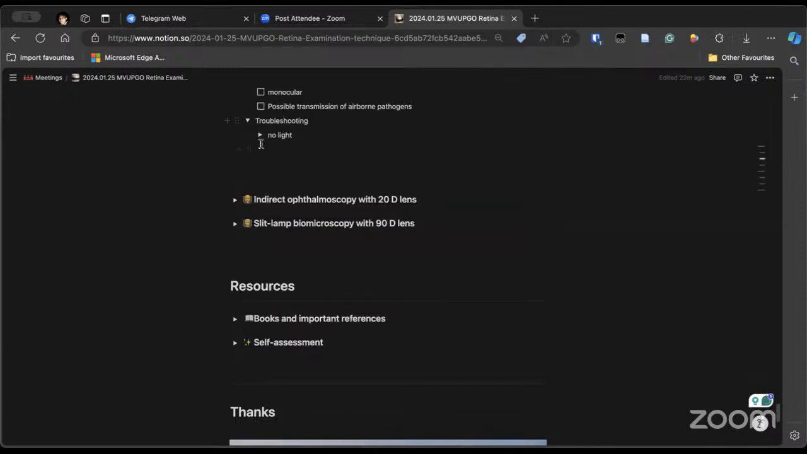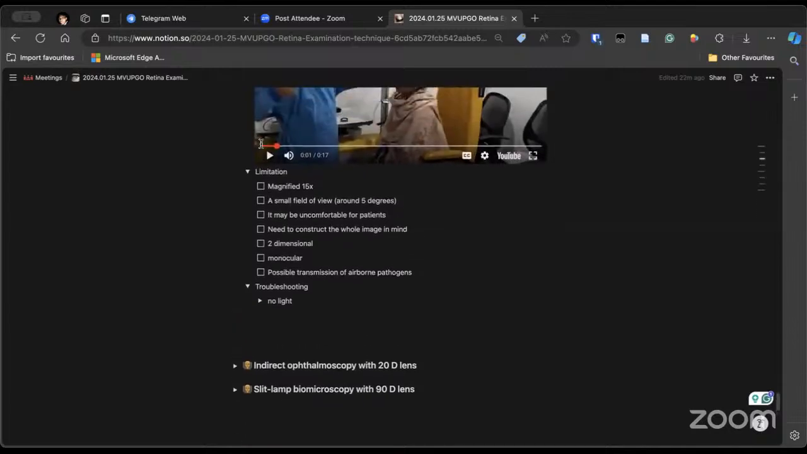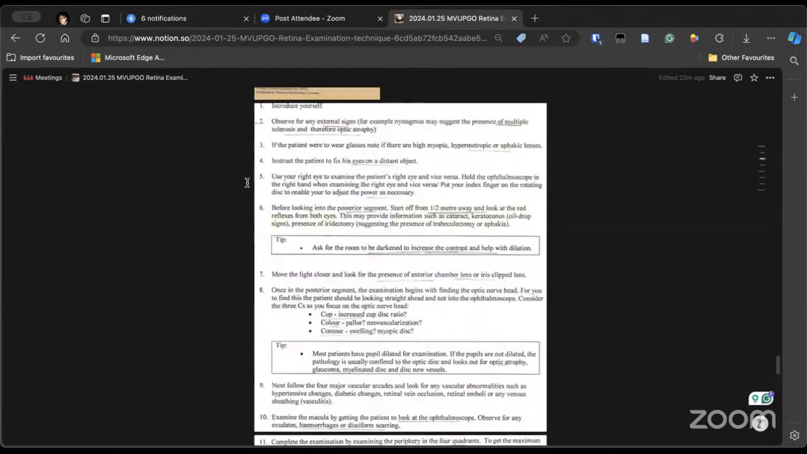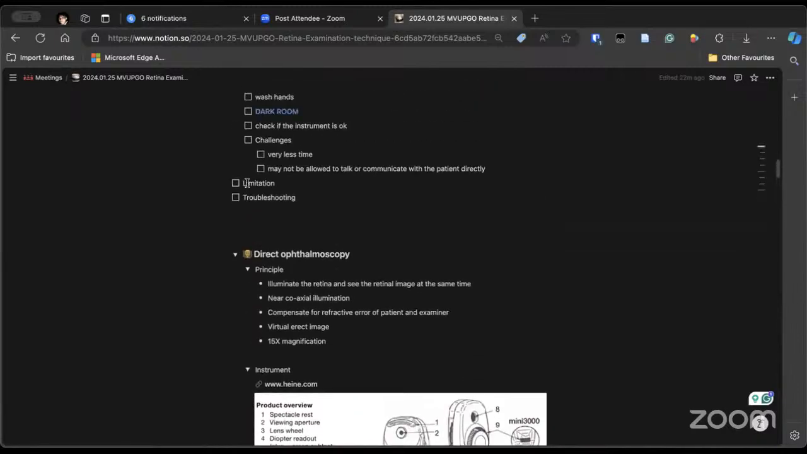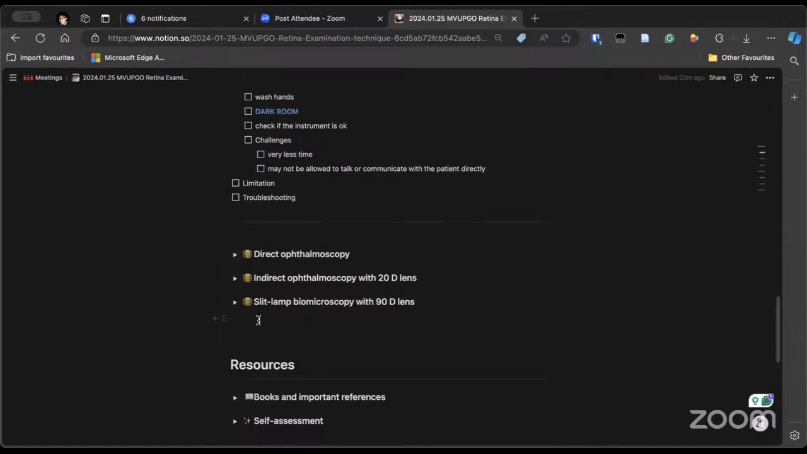Are there any questions regarding digital ophthalmoscopy here? Otherwise we'll go to the next. Yes. Sir, while doing direct ophthalmoscopy, how do we adjust for the refractive error of the patient? Is it done as we go closer to the patient, or how is it done?